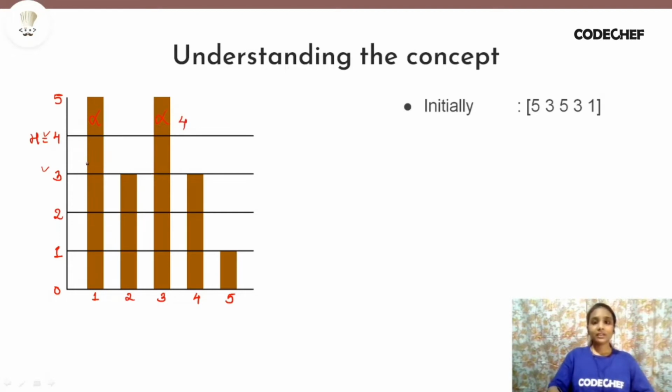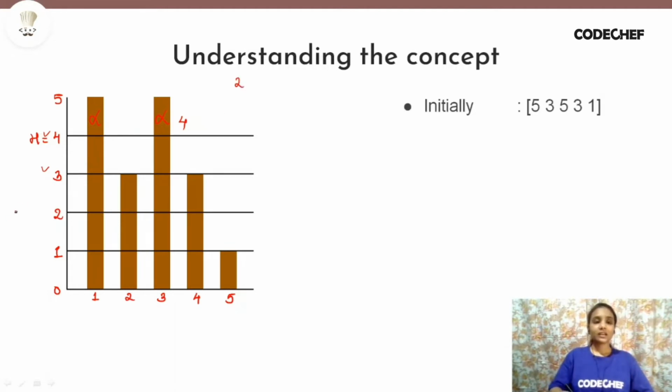Now again we will need to choose h equals to 3 in order to reduce the height of sticks 1 and 3 to 3. Because in each operation we can only cut equal heights. So that is why we will require an extra operation if we choose h equals to 4. So our number of operations will increase to 2.